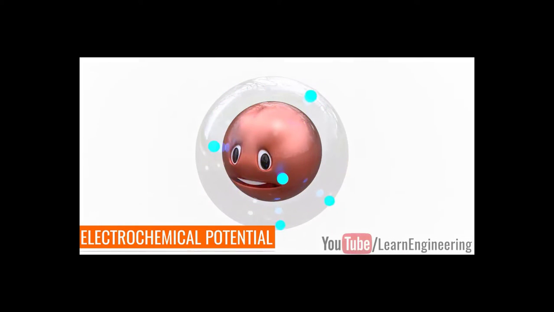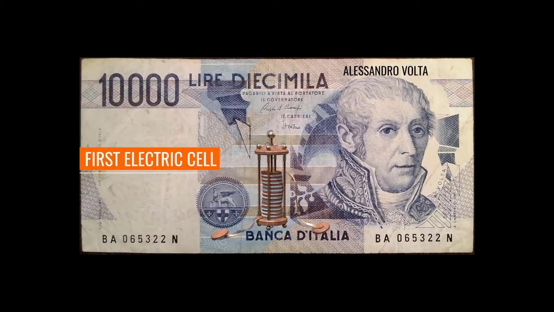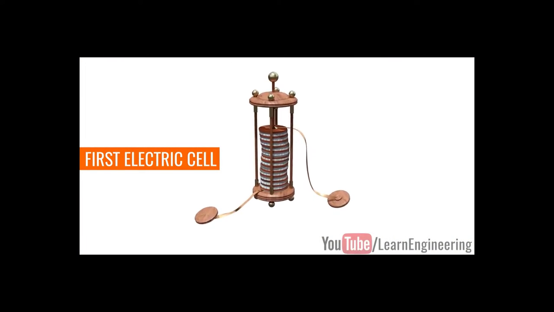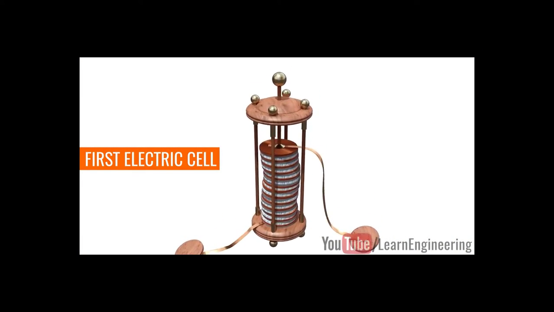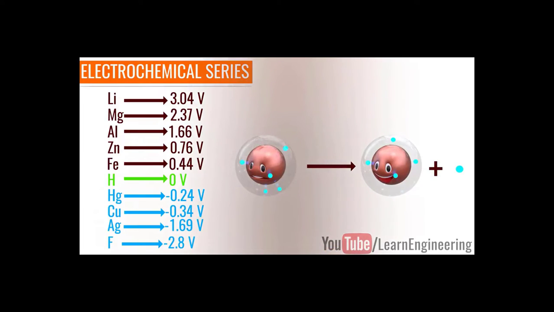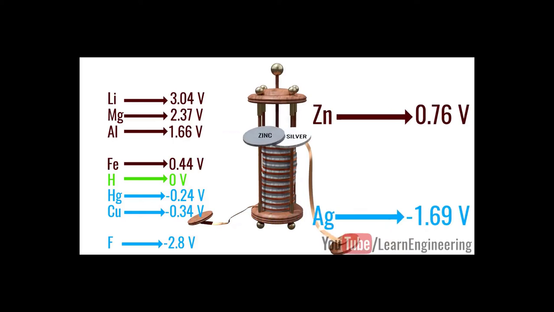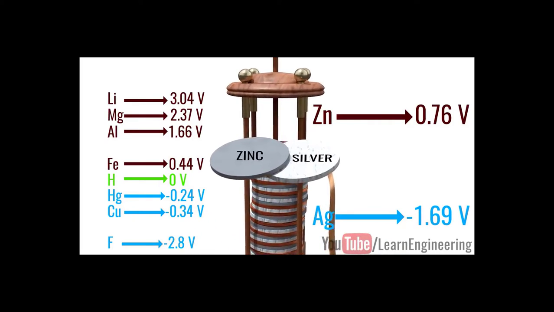Electrochemical potential is the tendency of a metal to lose electrons. In fact, the very first cell, developed by Alessandro Volta more than 200 years ago, was based on the concept of electrochemical potential. A general electrochemical series is shown here. According to these values, lithium has the highest tendency to lose electrons, and fluorine has the least tendency to lose electrons. Volta took two metals with different electrochemical potentials, in this case zinc and silver, and created an external flow of electricity.